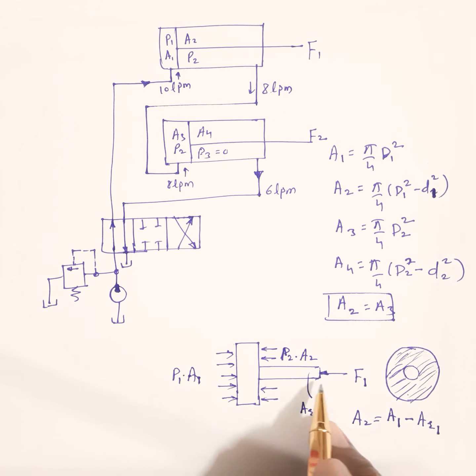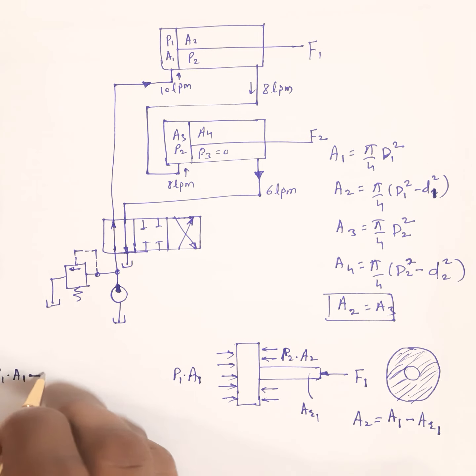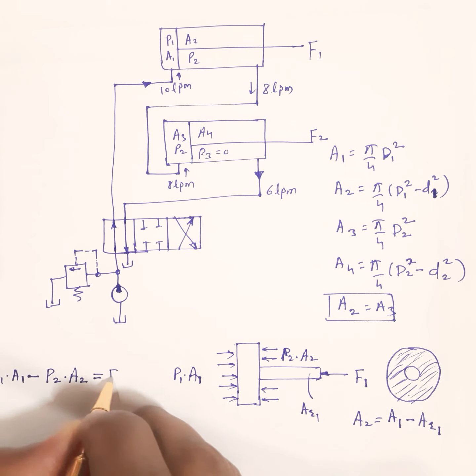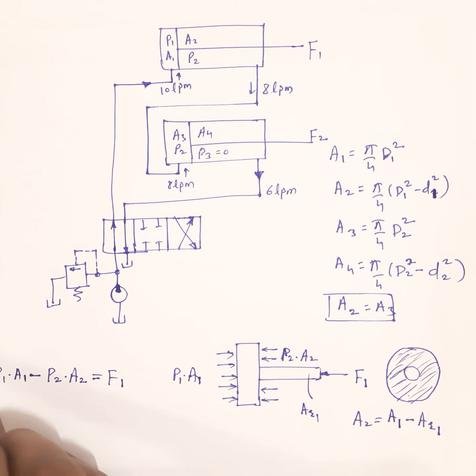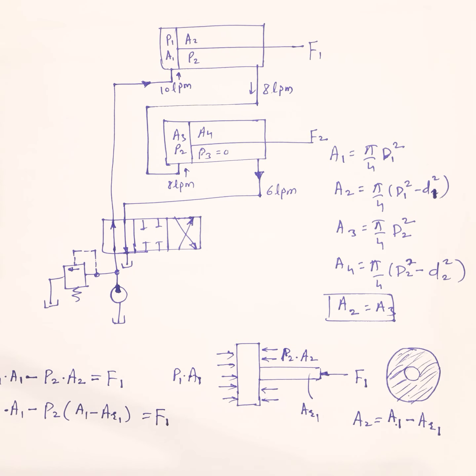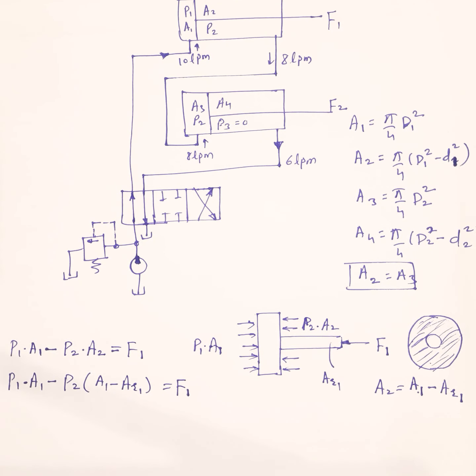So let us say the summation of horizontal forces is equal to 0. So here P1 into A1 minus P2 into A2 is equal to F1. Now A2 is nothing but A1 minus AR1, so P1 A1 as it is, minus P2 into (A1 minus AR1) is equal to F1. So this is the force F1 acting on the first cylinder.